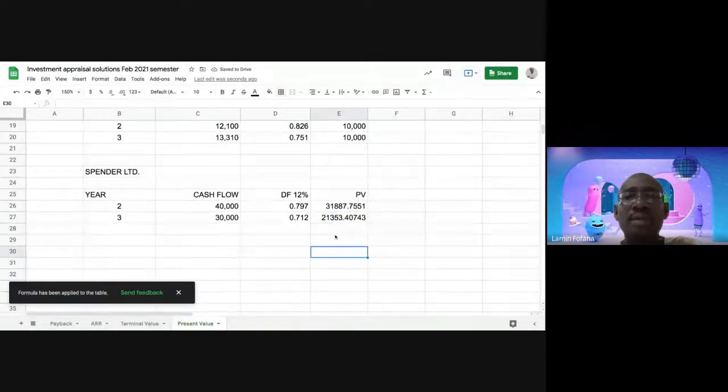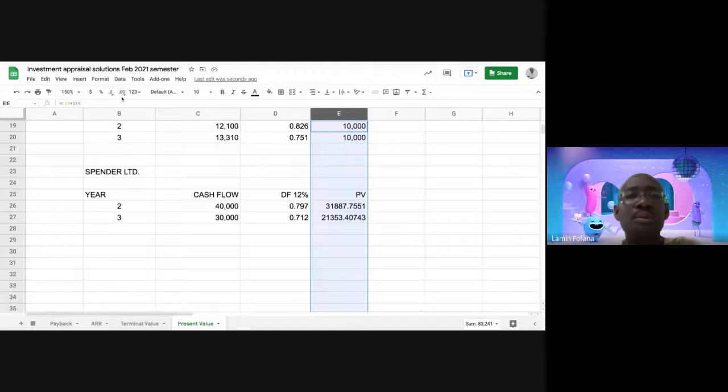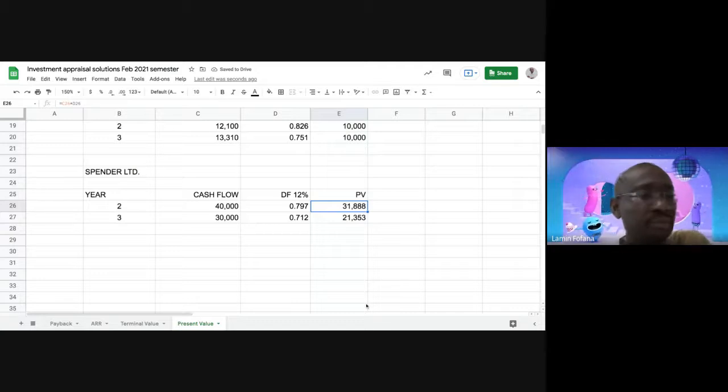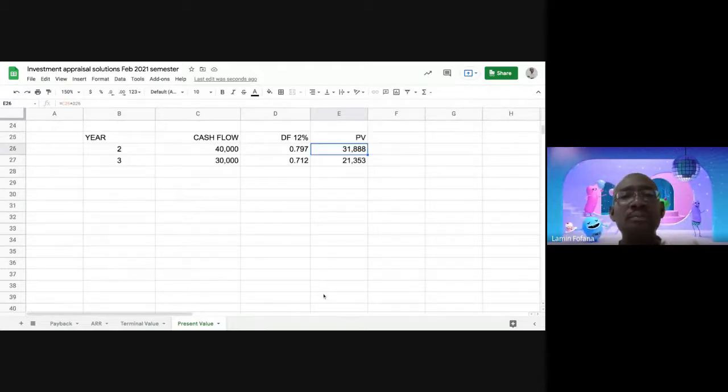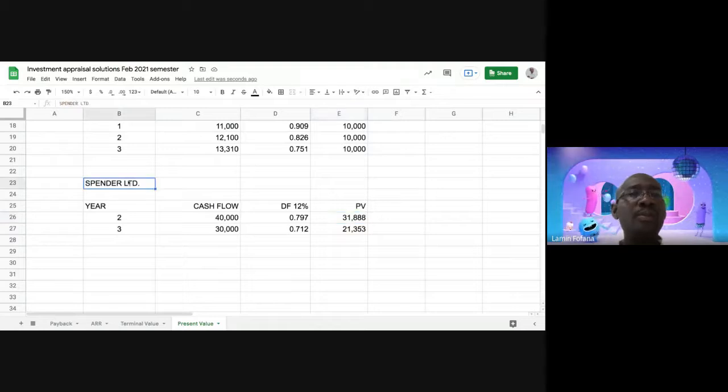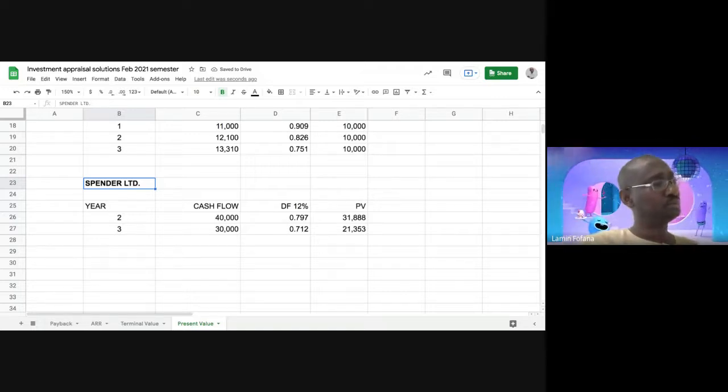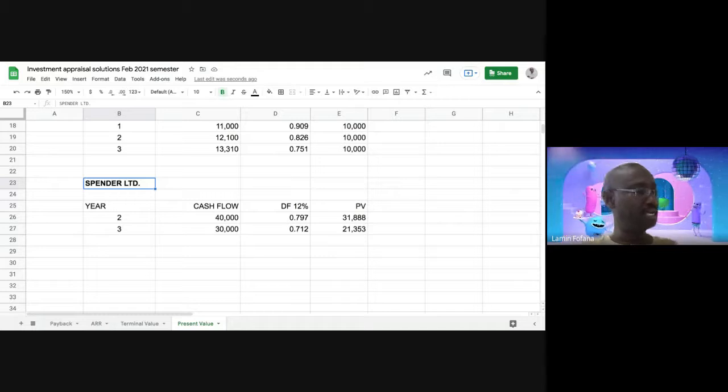So we can round them up, correct. So easily, this is the way we do our discounting. Now, this will nicely take us to NPV analysis.